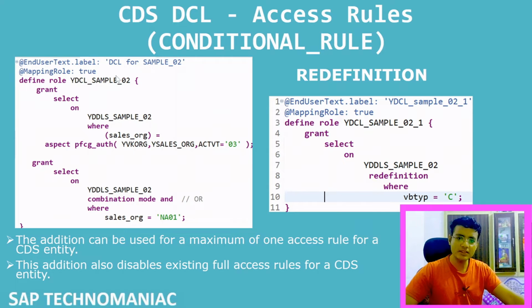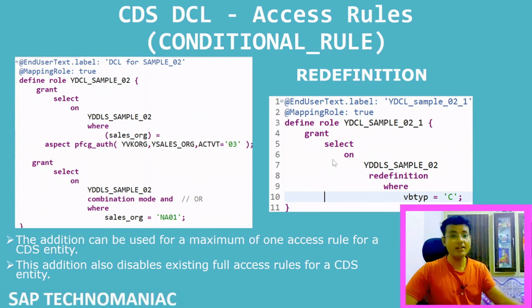You can see this is one of the DCLs which has two access rules. I want to override these two access rules based on my own DCL. So I can create my own DCL on the same CDS entity, write redefinition, and define my own conditions. Now what will happen? Both of those conditions will not be evaluated, only this condition will be evaluated.